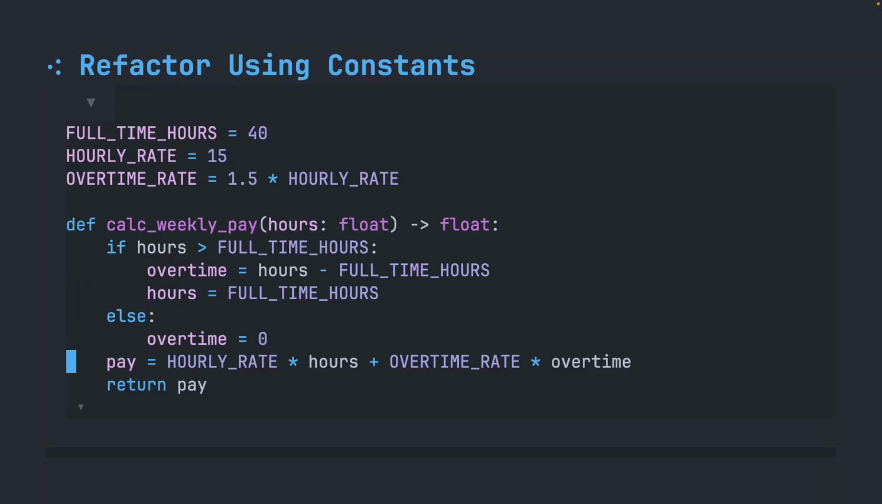If for whatever reason you have to change the hourly rate, let's say that you get a raise as an example, all you would have to do is come up here and you change the hourly rate in one location. And any time that you're using the hourly rate, like here in the calculation for overtime and down here in the calculation for pay, it's used everywhere that you've used this constant.